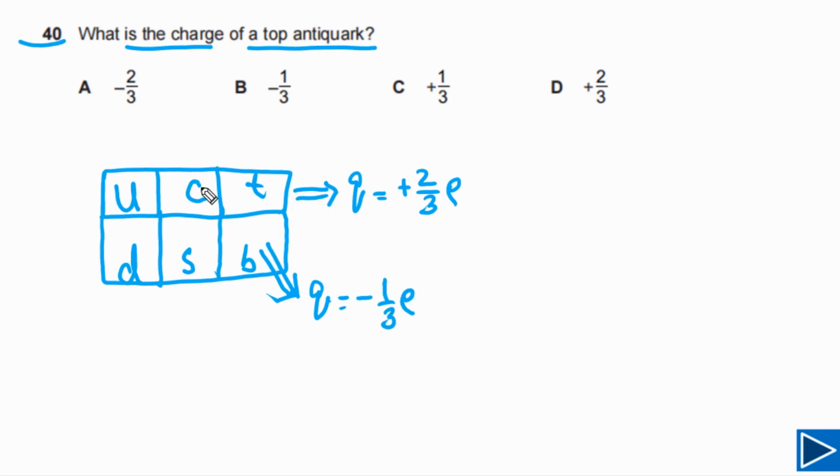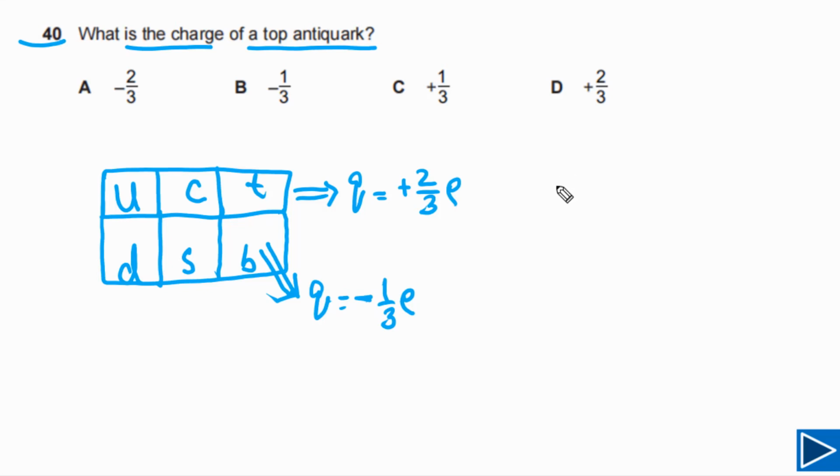If you look at the first row, you can see up is something higher, charm is also something better, top is something higher. So they have the greater charge and positive charge. But if you look at the down quark, down is something not good, something low, strange is also low, bottom is something low. So they have the lower magnitude of charge and the charge is negative. So this is one way you can remember.